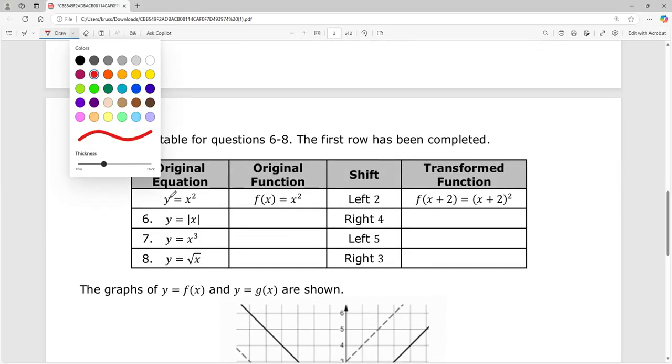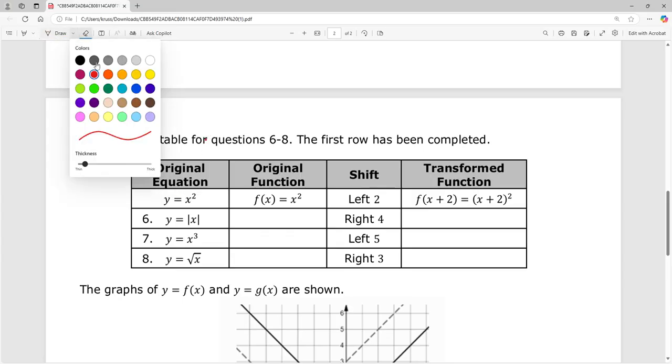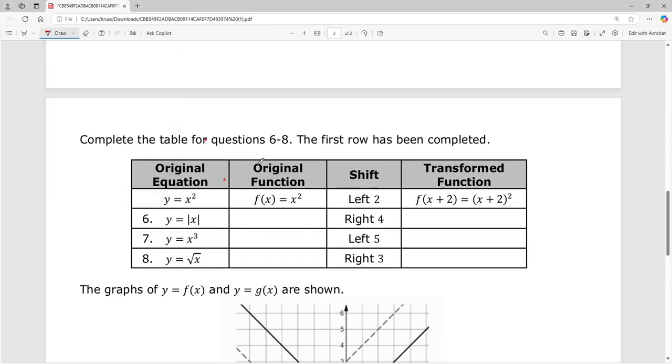So here, all I did from my f sub x function to my original function was take the y and change it to f sub x, right? So this is going to be f of x equals the absolute value of x. This is going to be f of x equals x cubed. And this will be f of x equals the square root of x.